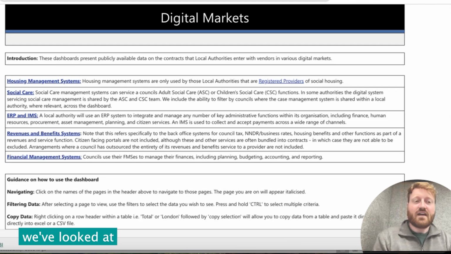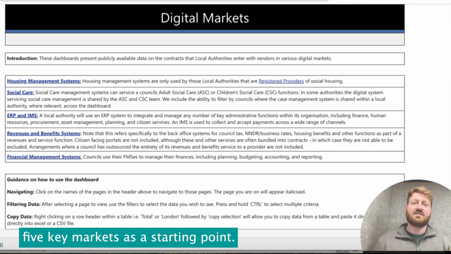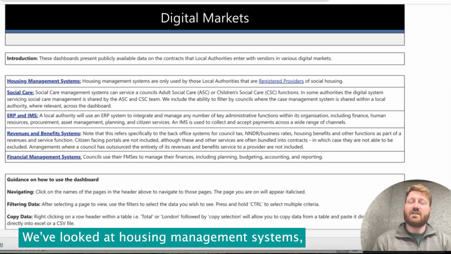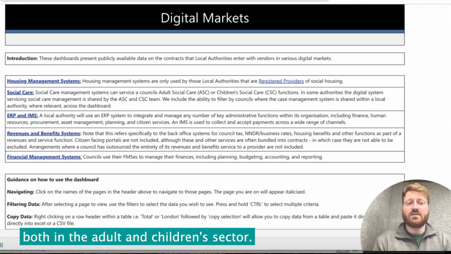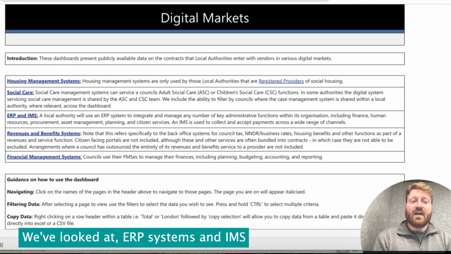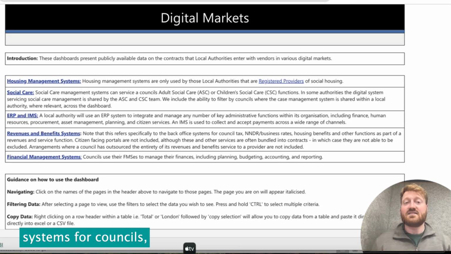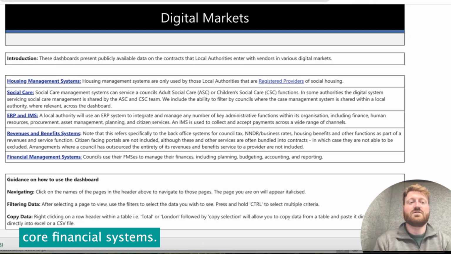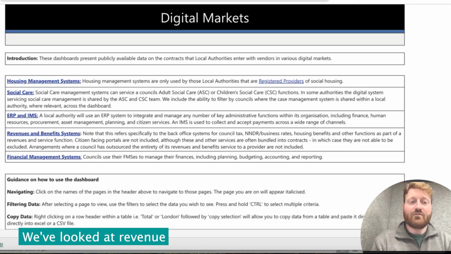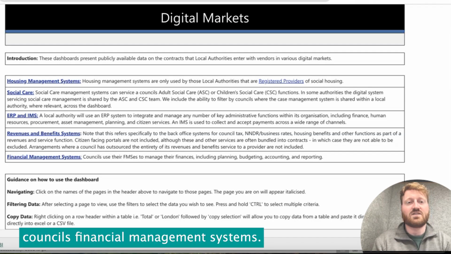So to do that, we've looked at 5 key markets as a starting point. We've looked at housing management systems, social care, both in the adult and children's sector. We've looked at ERP systems and IMS systems for councils, core financial systems. We've looked at revenue and benefit systems, and finally at councils' financial management systems.